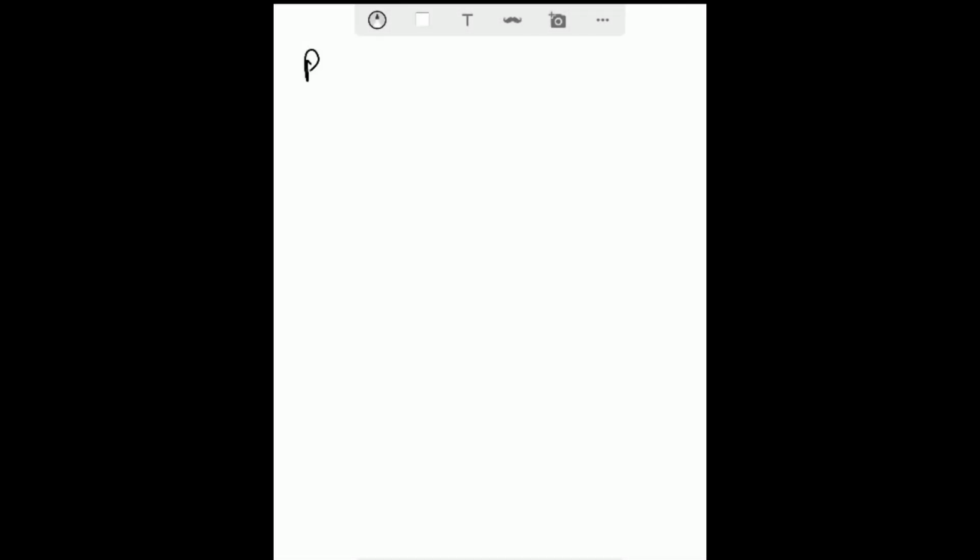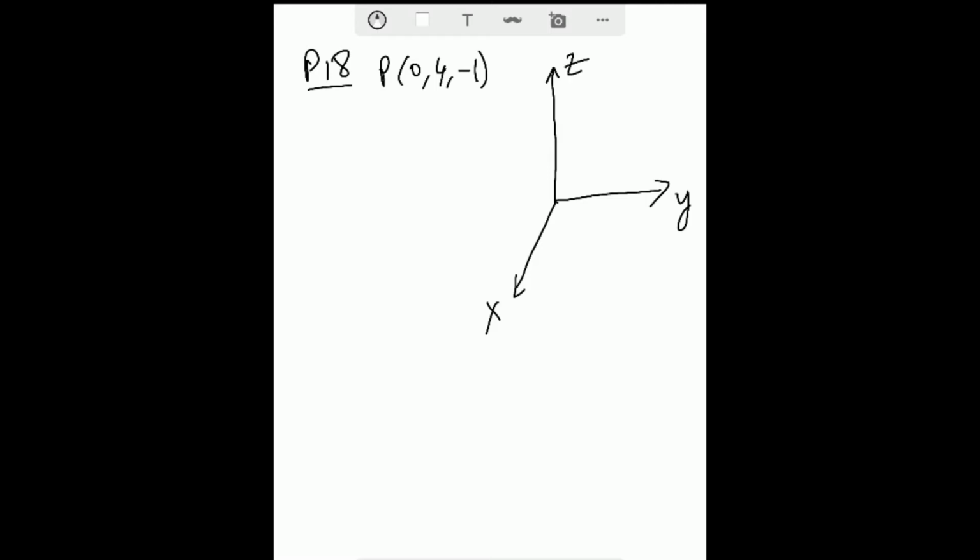Problem number 18, we have a point in Cartesian coordinates, 0, 4, minus 1, and we have to find the unit vectors of the cylindrical coordinates. So I draw this point P0, which means x equal to 0 and y equal to 4 and z equal to minus 1. So it comes down to here, P.